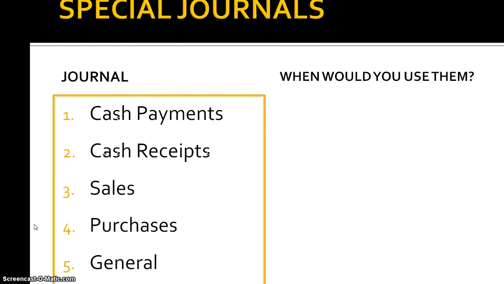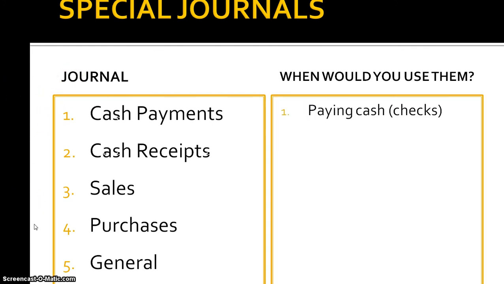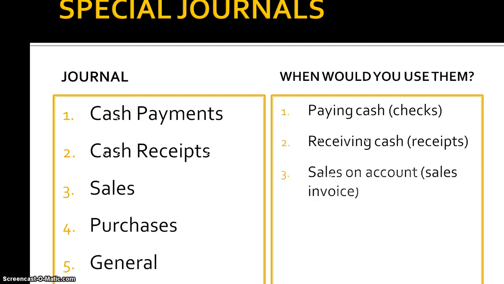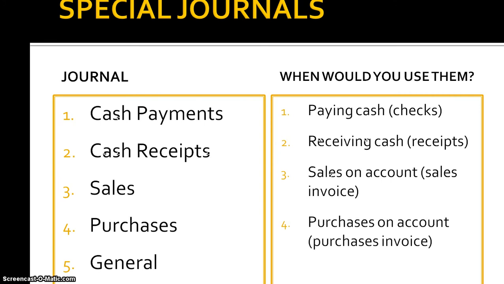If we're using a cash payments journal, that means that we are paying cash and we're using checks as our source document. We haven't used the cash receipts journal yet, but that will be when we're receiving cash. And then the sales journal is going to be used when we sell something on account with a sales invoice. Now, the purchases account, we know that we purchase merchandise on account, and our source document is a purchases invoice. And the general is when no other source document can be used, and that's usually when we have a memorandum.